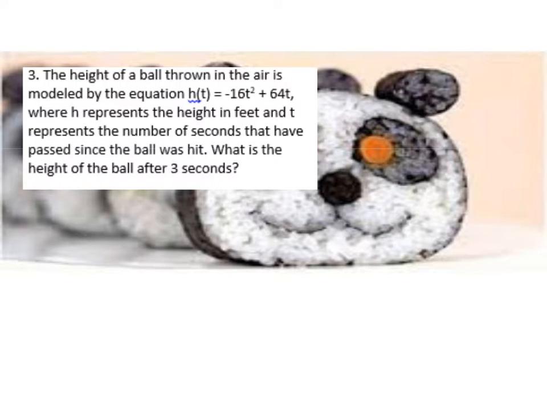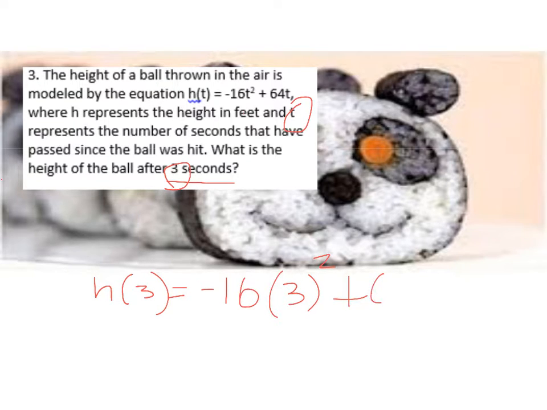Okay, there's a hint here. It says 3 seconds. Seconds is a measure of time, so time is going to represent t. So what that must mean is we're going to have to replace the variable t with 3. Are you ready for this? I'm going to rewrite our equation. Actually, let me back up and erase a little bit. Okay, so we know we're plugging in 3, so we're going to call it h of 3. And we're going to have negative 16 times 3 squared plus 64 times 3.